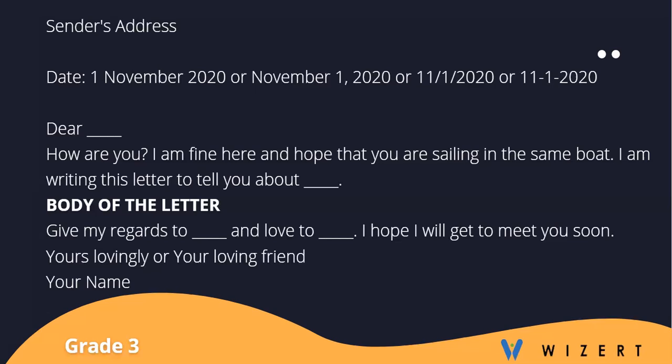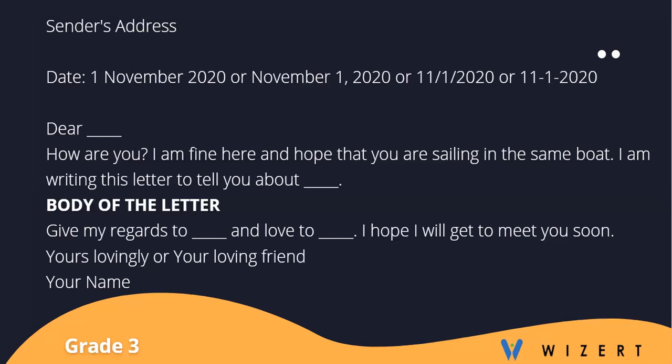Generally we divide our informal letters into three major paragraphs. The first one will be the basic introduction. For example, how are you? I am fine here and hope that you are also fine. I'm writing this letter to tell you about dash. Whatever the purpose of your letter is, you could mention that over here in this particular dash.